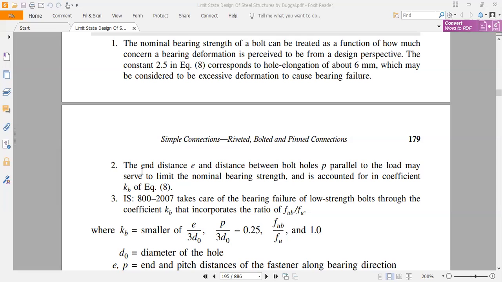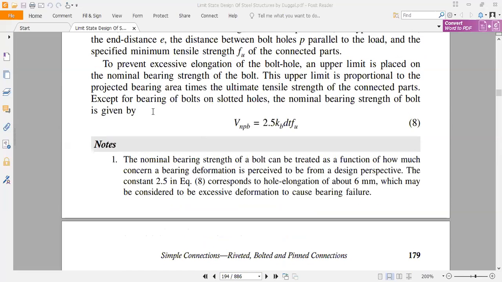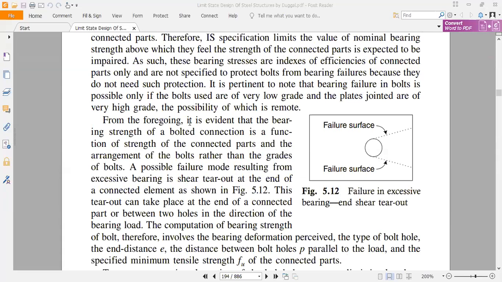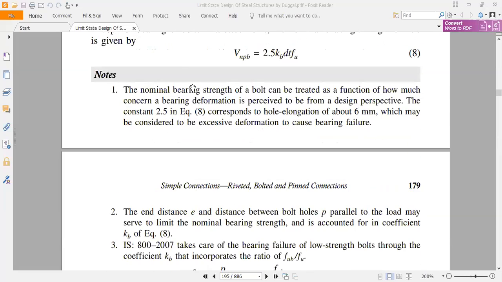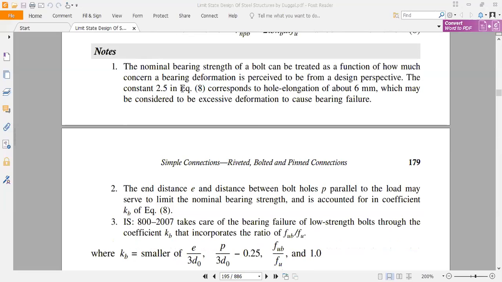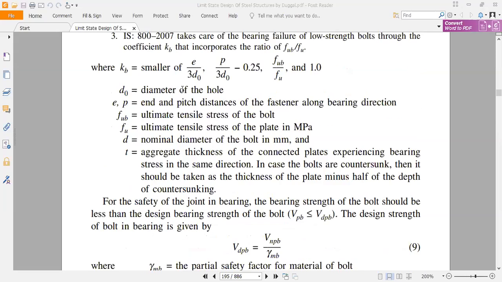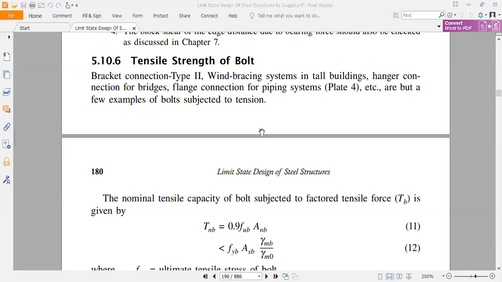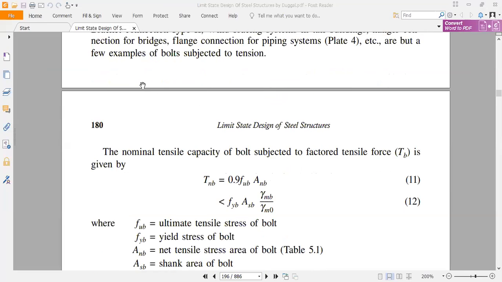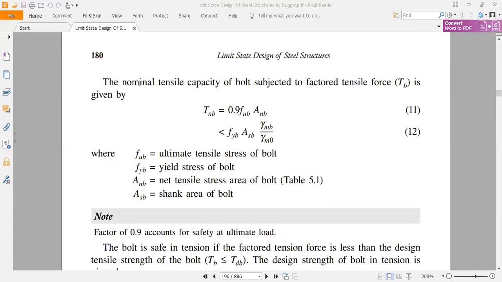So in our last lecture, we learned up to the strength of bolt in bearing and shear. And we have also learned about the correction on those strengths. Now, tensile strength of bolt, that is also covered, I think. Is this covered? Yes, sir.